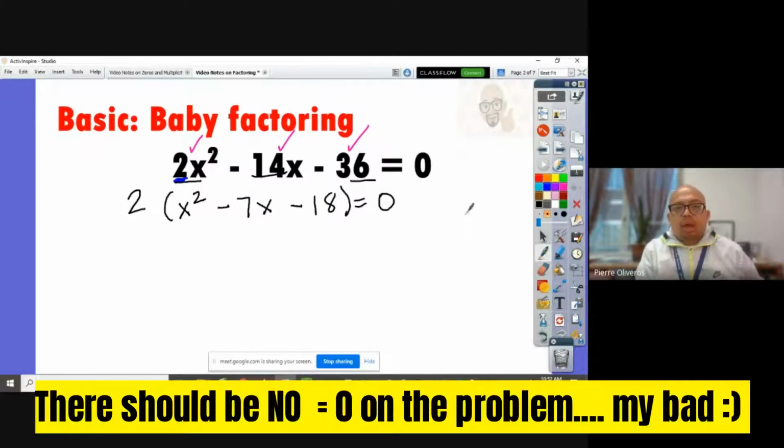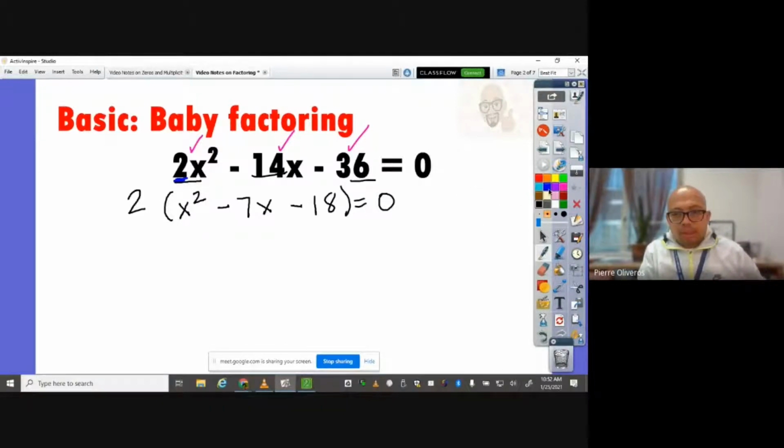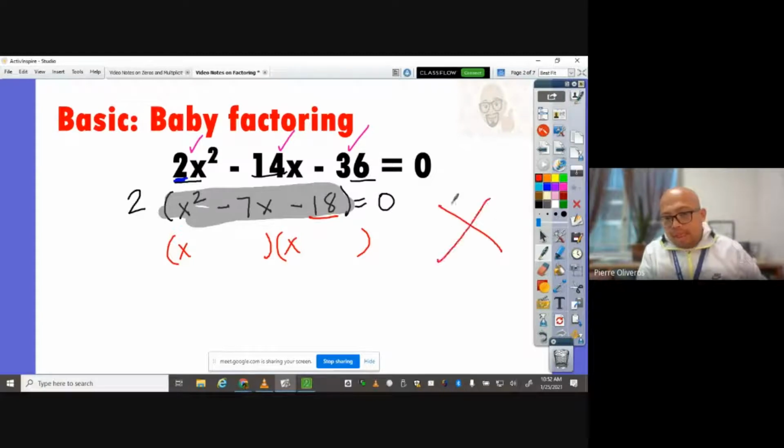Okay. In this case, we're only factoring, so we don't have to solve it. We don't have to have equal 0 there. Anyway, moving on. Focus now on this trinomial here. Can we still factor it? Can you think of any two numbers that when you multiply them give you x squared? It's going to be x and x. That when you multiply them give you negative 18. That when you add them give you negative 7.